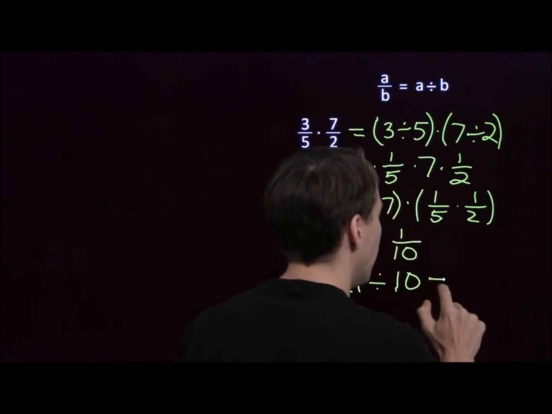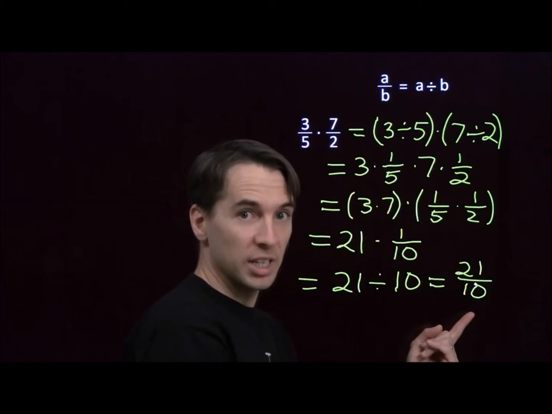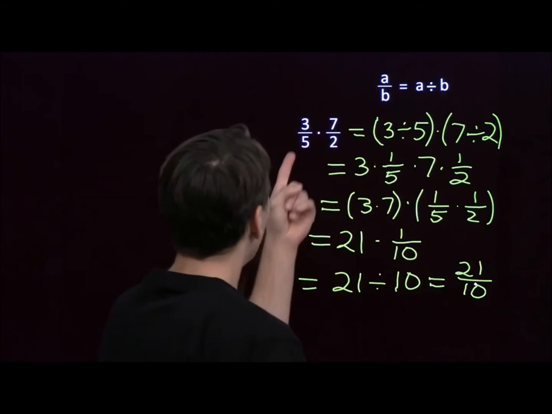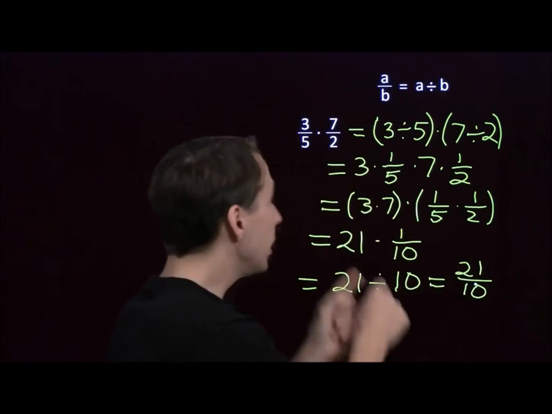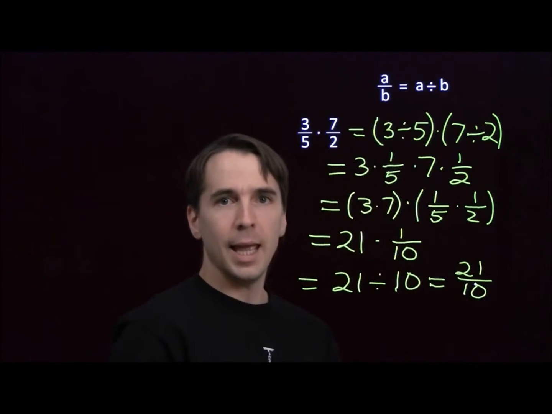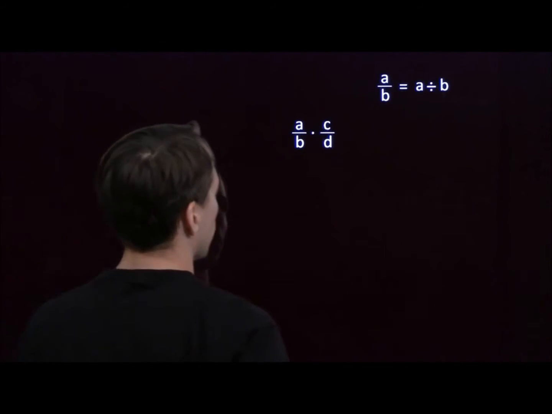That means it's a fraction. We can write it as 21 over 10. And that's our answer. This number, a fraction, is a number. 3 over 5 times 7 over 2: 3 times 7 is 21, 5 times 2 is 10. Let's see if that always works.